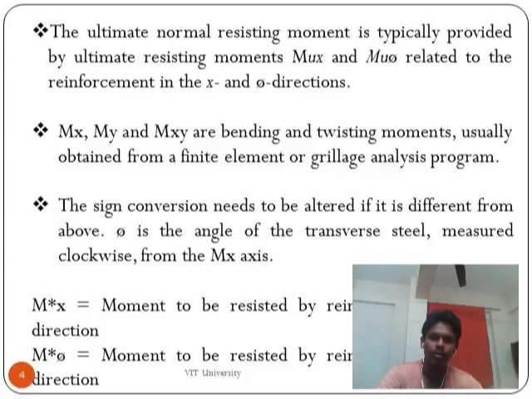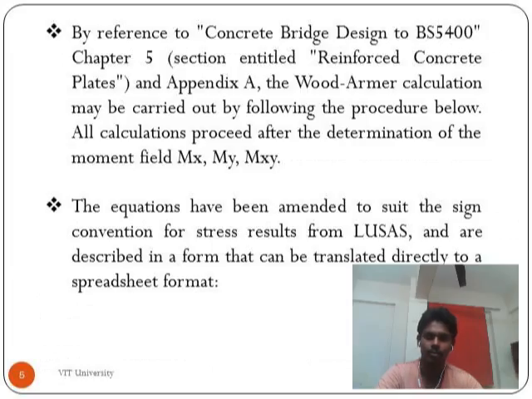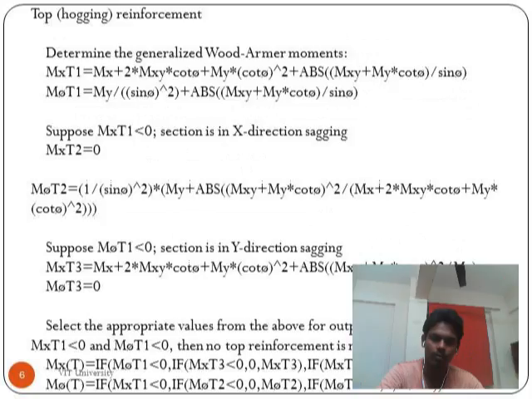Mx is the moment to be resisted by the reinforcement in the x direction, whereas Mphi is the moment to be resisted by reinforcement in the phi direction. And this method is used from the reference Concrete Bridge Design, and the calculation may be carried out by the following procedures below. All calculation proceeds after the determination of the moment field, and the equations are in a form that is translated directly to spreadsheet format.